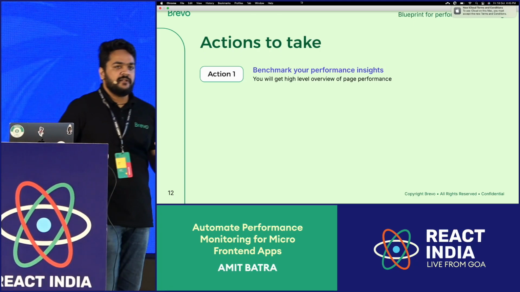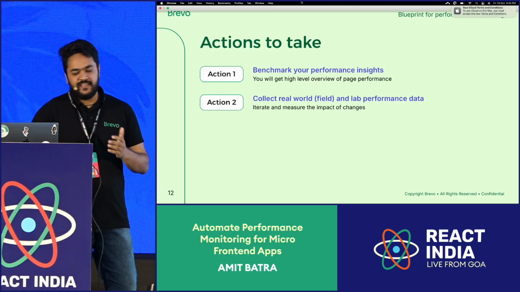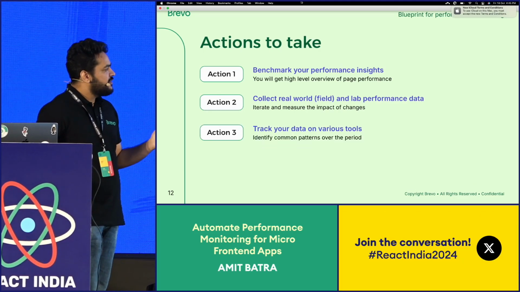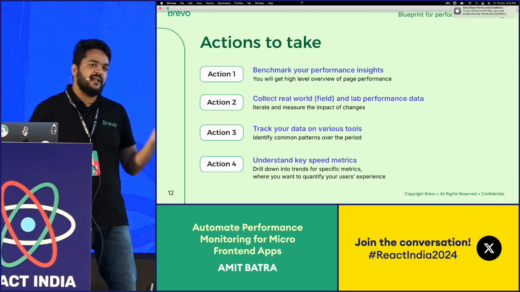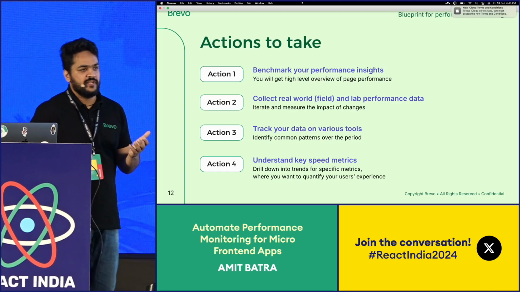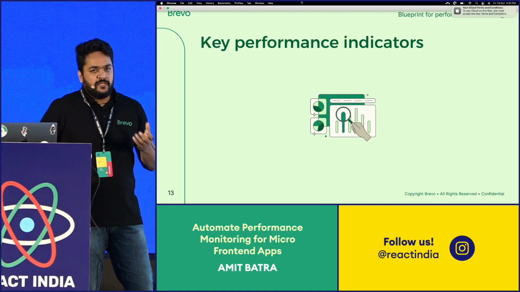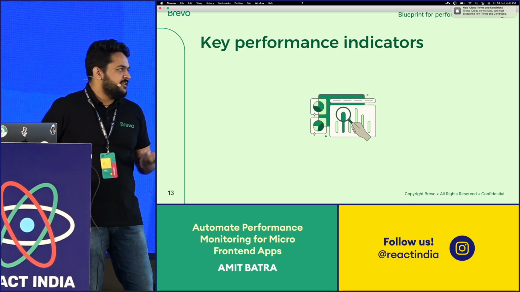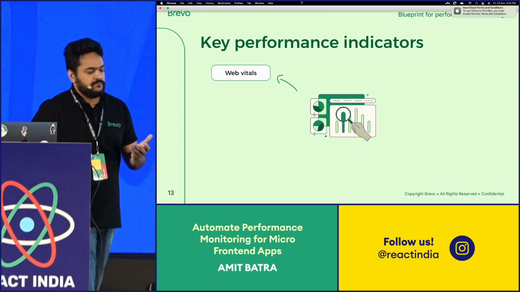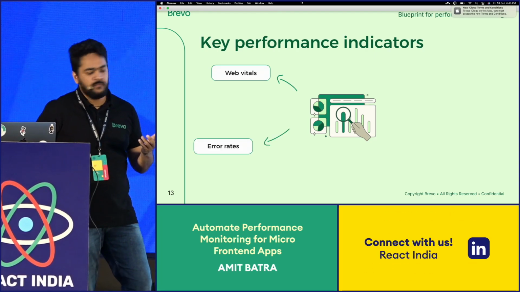So here are certain actions that need to be involved. It's benchmarking your performance insights, collecting your real-world and your lab data, tracking your data over the various tools, and understanding your key speed metrics where you want to quantify your user experience. This requires certain key performance indicators, right? You have to measure the data, right? And this requires your web vitals, so your CLS, your LCP, your INP.